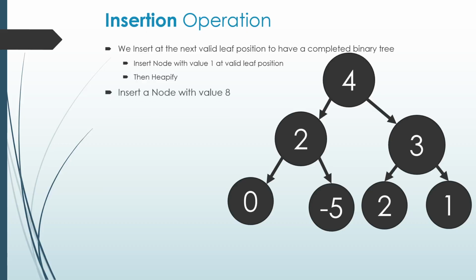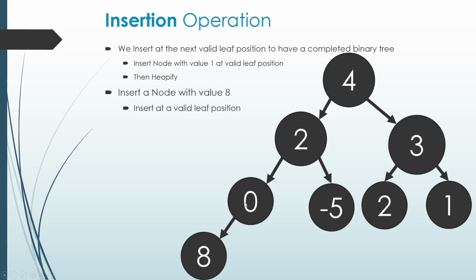What happens now when we try to insert a node with value 8? As you can see right now, we have a complete binary tree. We can't add anything to the children of 2 or 3, and level 3 is now complete. So we're going to be inserting to the left side of this 0. We insert a node at this valid leaf position, starting from the left position of this 0, which is our 8.